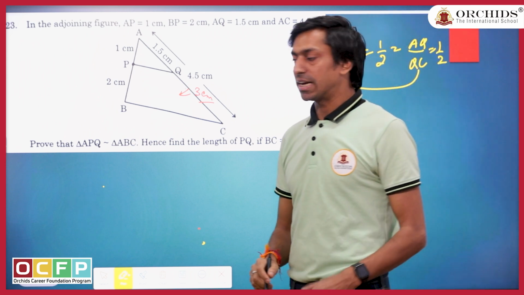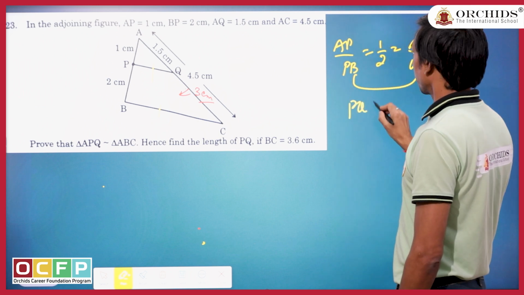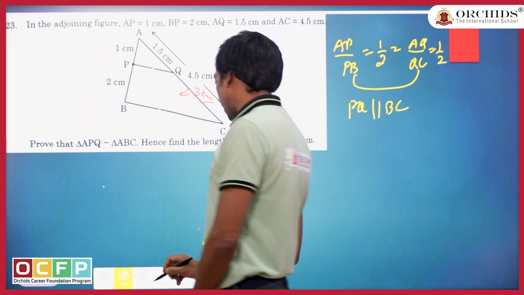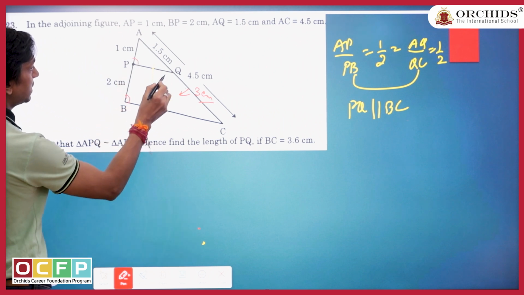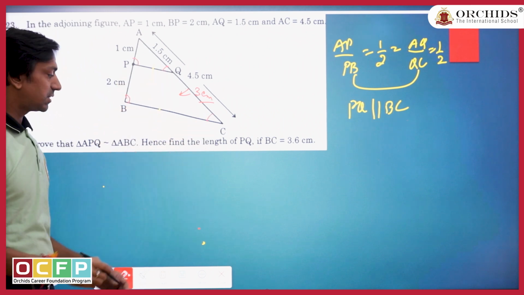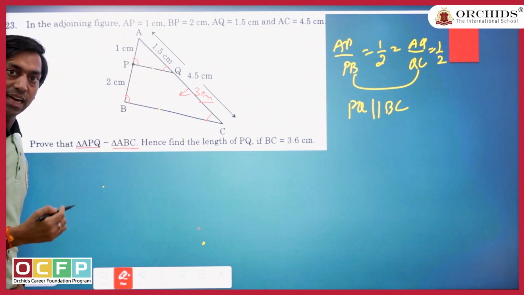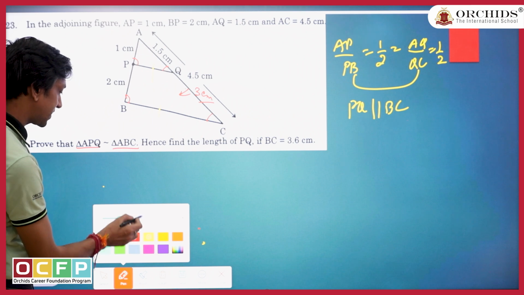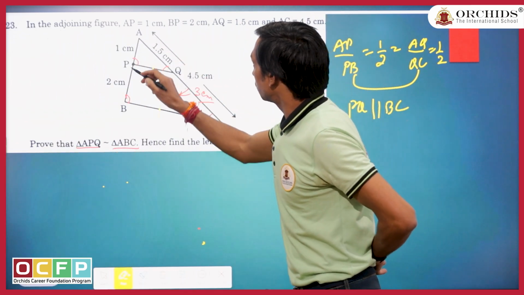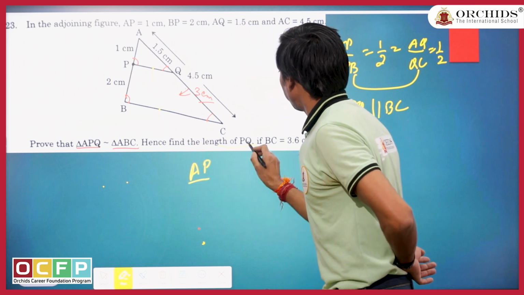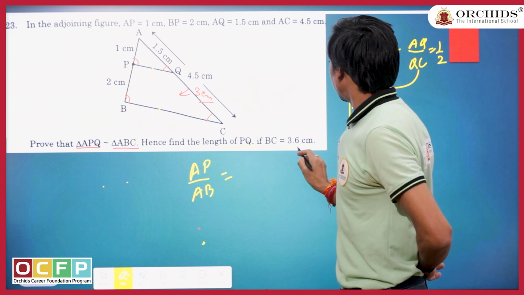So by the converse of BPT, I can say that this side is parallel to this side, meaning PQ is parallel to BC. And if PQ is parallel to BC, we can easily prove that the triangles are similar. How? This angle will be equal to this angle, and this angle equal to this angle. So by AA similarity, we have proved triangle APQ is similar to triangle ABC. If the triangles are similar, their corresponding sides must be proportional. So we will use this result to find the PQ length.